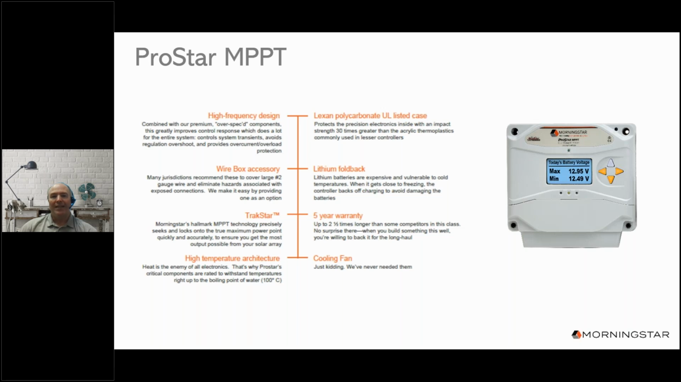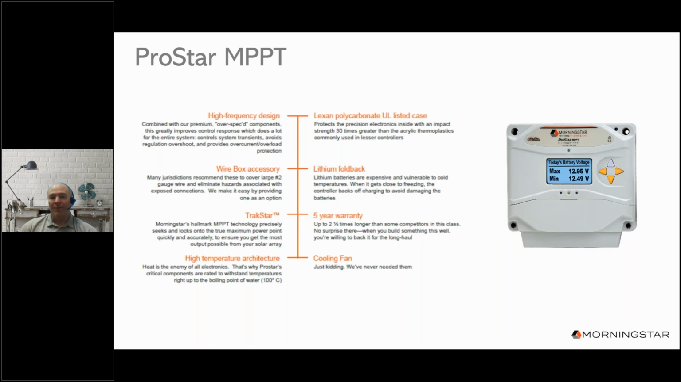The ProStar's case is very durable, much more durable and protective than thermoplastics that are used in other controller brands. And if you're using lithium batteries, sometimes temperatures delve into the ranges that are outside the charging window for the battery. Morningstar's battery charging algorithm can be set to account for low temperatures and reduce charging current during those periods in order to maintain long battery life.